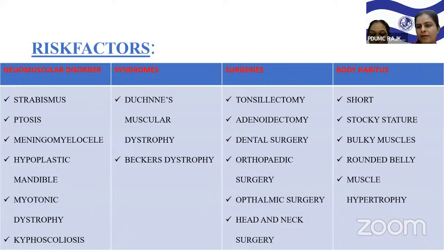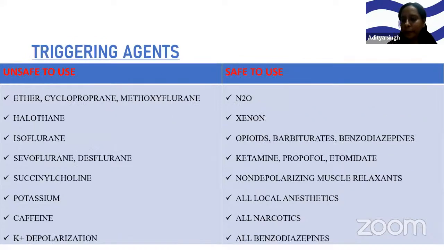So, which are the agents you will avoid in malignant hyperthermia? Anesthetic agents? Succinylcholine, I will avoid succinylcholine, and I would avoid halothane, isoflurane, enflurane. Even sevoflurane and desflurane can cause malignant hyperthermia, but they are less potent. Safely use ketamine, propofol, etomidate, and all the narcotics.